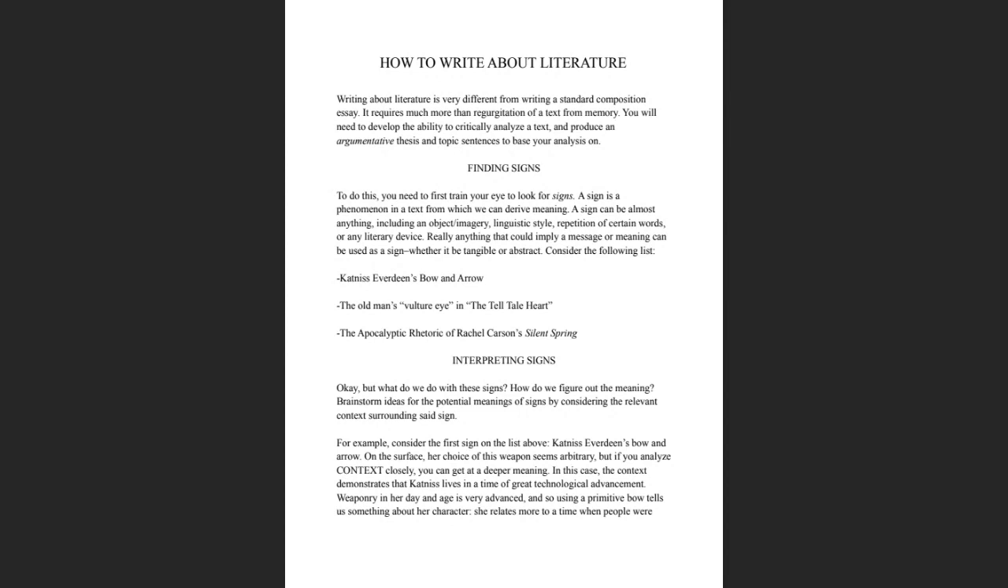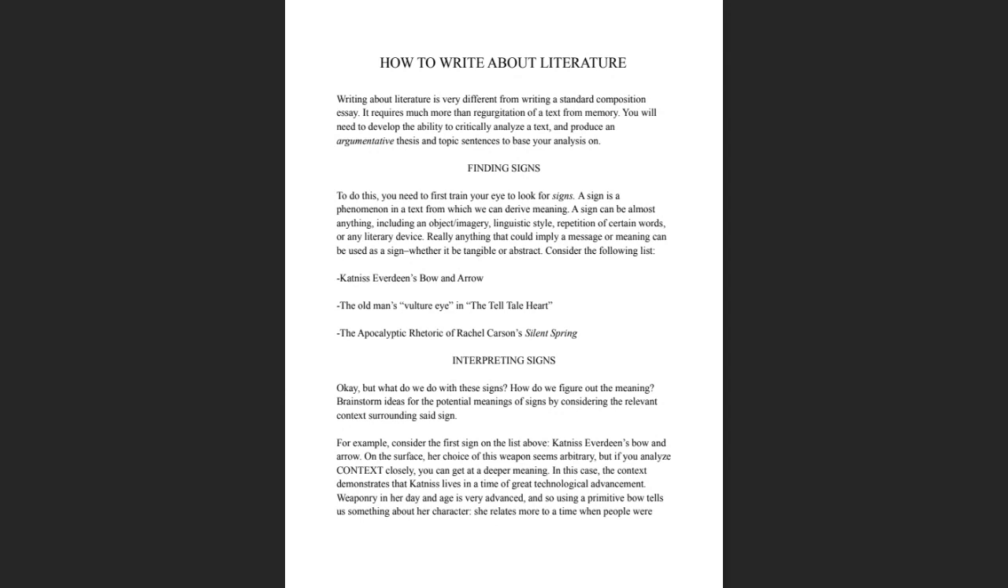Once you have your signs and you go through the text and circle things and make little notes, you have to interpret them. What do these signs mean? How do we figure out the meaning? We brainstorm ideas for potential meaning of signs by considering the relevant context surrounding said signs. So you have to think about context. What does this mean in terms of the story, in terms of the time that this was written, in terms of the author and all this stuff? You just think about the context.